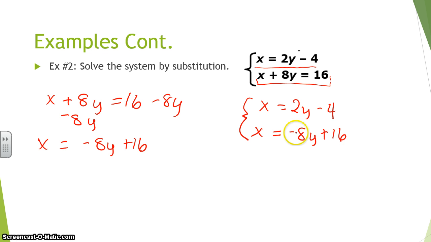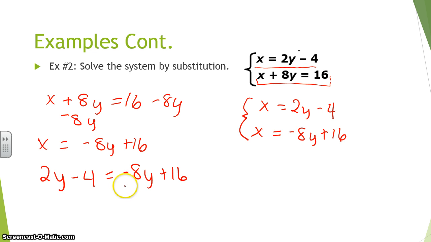Now what I can do is get these equations equal to one another. So I have 2y minus 4 equals negative 8y plus 16. So I'm going to be able to solve for my variable y. Once I solve for y, I can substitute that value into one of these equations to find my x.